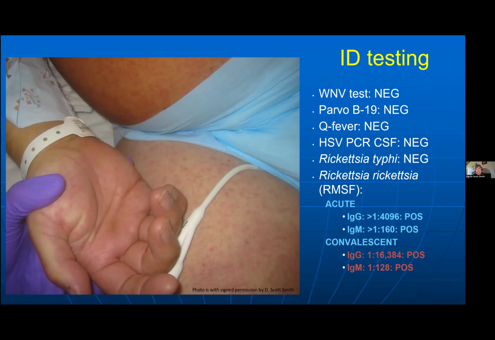A variety of infectious disease tests were sent, including West Nile virus, Parvo B19, Q fever, which is Coxiella burnetii, HSV PCR of his CSF, and Rickettsia typhi and Rickettsia rickettsii. The acute values were positive, but requisite to making the diagnosis, convalescent serology must also be sent, and that actually bumped up further, showing an IgG up to 1 to 16,000. So definitely a positive signal there, and this cinched the diagnosis.